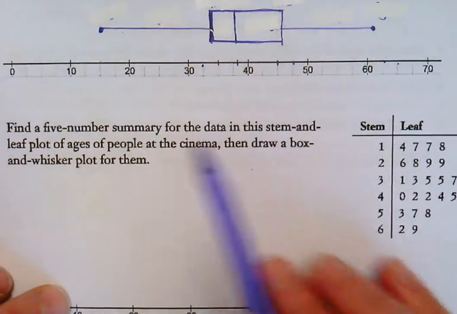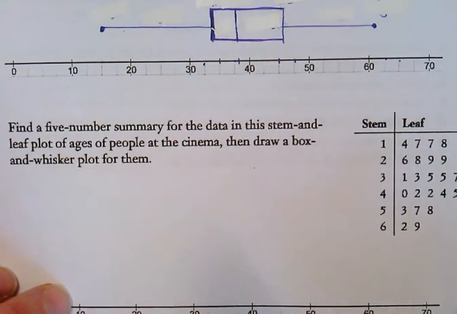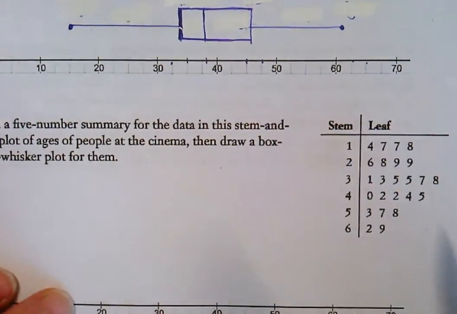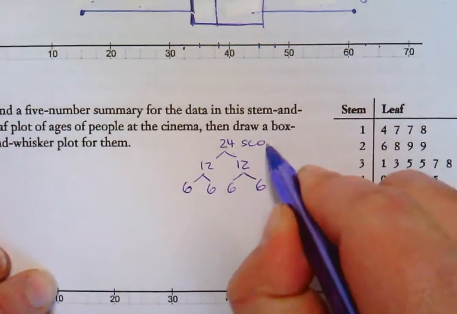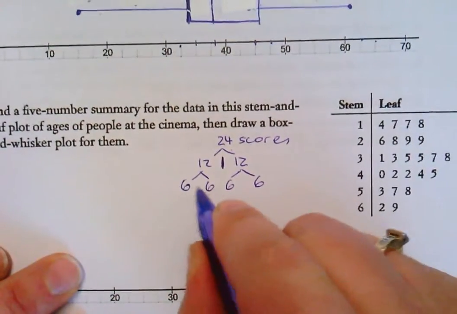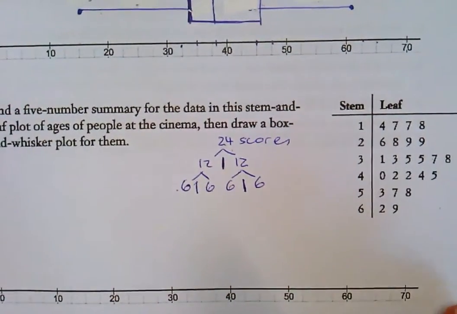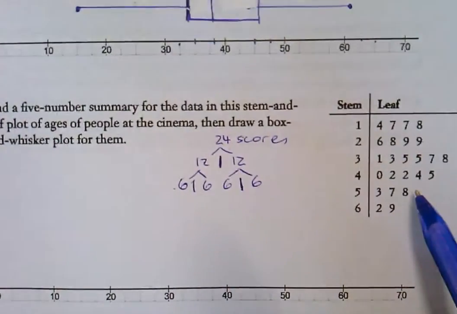The next one, find the 5-number summary for this data in this stem and leaf plot for ages of people at the cinema, and draw a box and whisker plot for them. Okay, so you're going to have to work out how many scores there are and divide it all up. Work out your median, your Q1 and your Q3. Got 24 scores. We will put 12 on the left, 12 on the right, and the median is there. The lower half of scores will divide into 6 and 6, and the upper half will divide into 6 scores and 6 scores. So can we now mark where the median, Q1 and Q3 will be here?